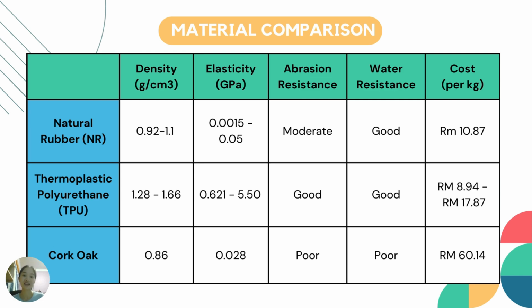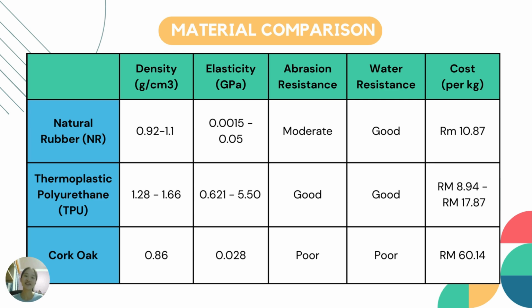Both natural rubber and TPU have good water resistance, ensuring longevity in various conditions. Cork oak, however, has poor water resistance, making it prone to damage in humid environments. Finally, the cost. Natural rubber is affordable at 10 ringgit and 87 cents per kilogram. TPU varies between 8 ringgit and 94 cents to 17 ringgit and 87 cents, offering a range of options depending on quality. Cork oak is significantly more expensive at 60 ringgit and 14 cents per kilogram, making it less economical.